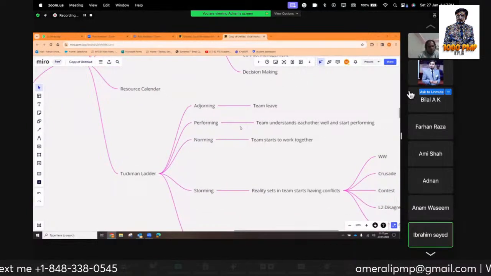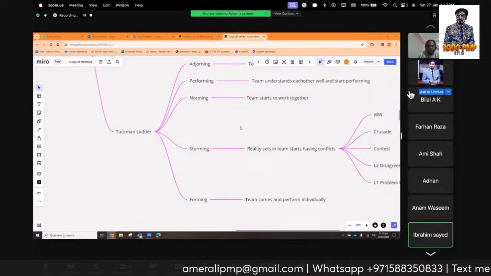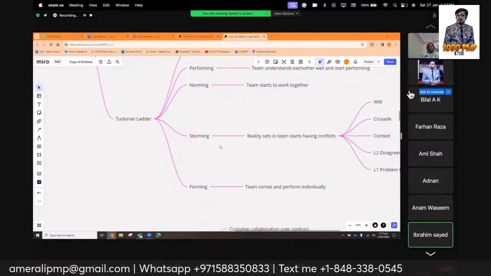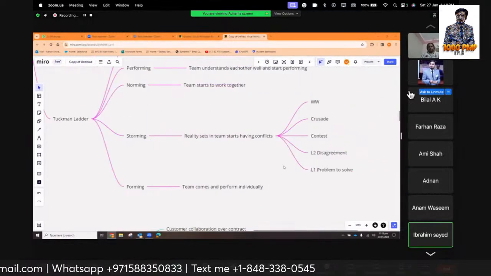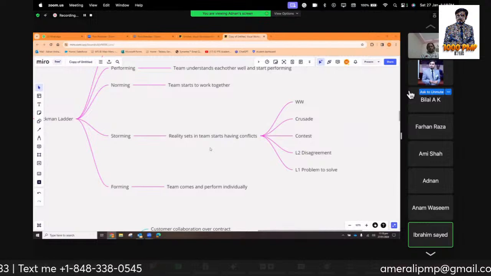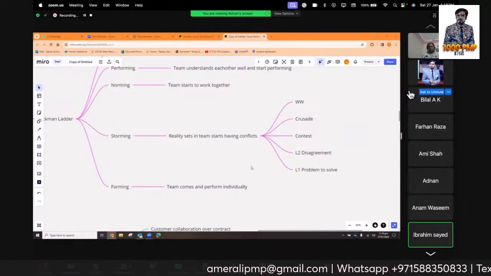Then there is the development of the team stages. There are 5 stages: first forming, then storming, norming, performing, and adjourning. In storming, reality comes in front of everyone and conflict starts among the team. And there are 5 levels of conflict, L1 to L5.